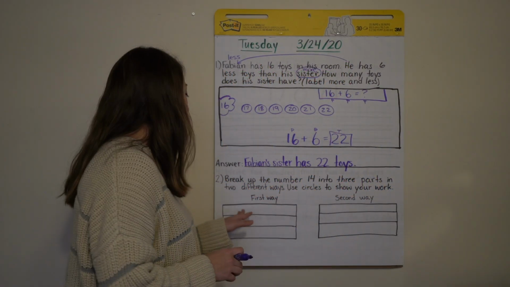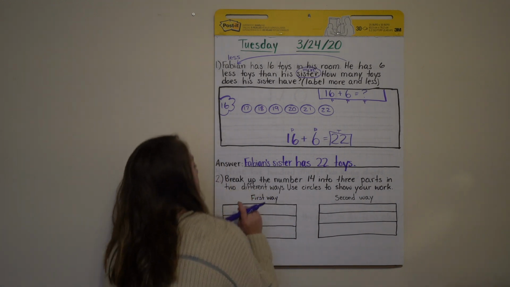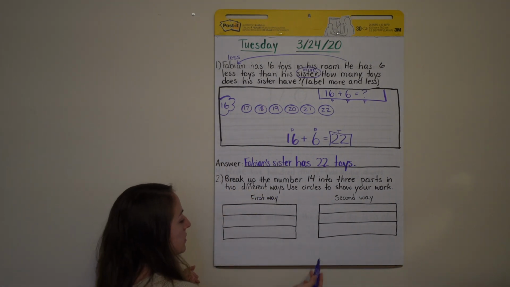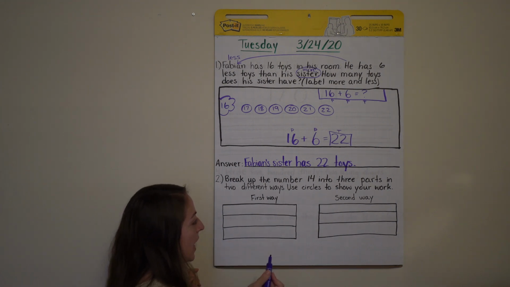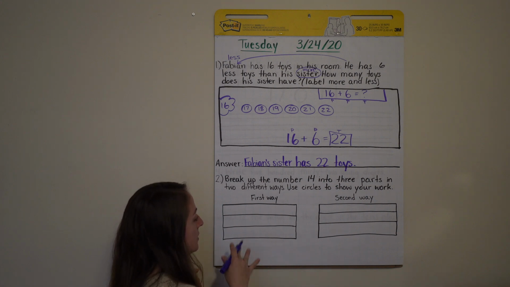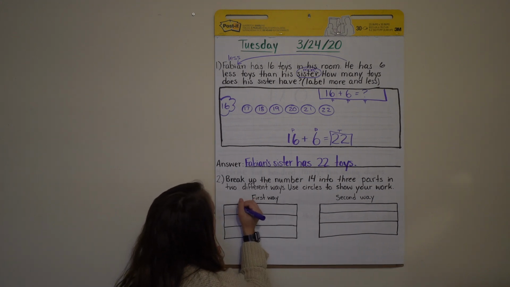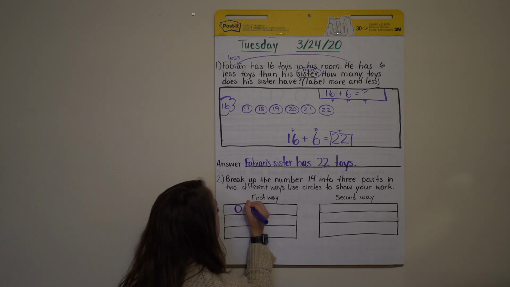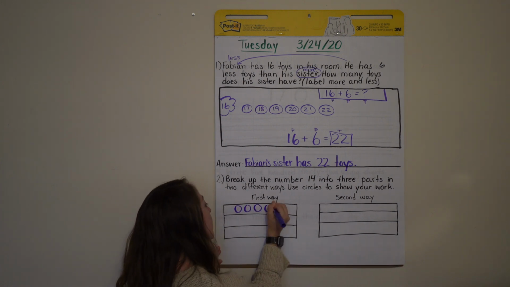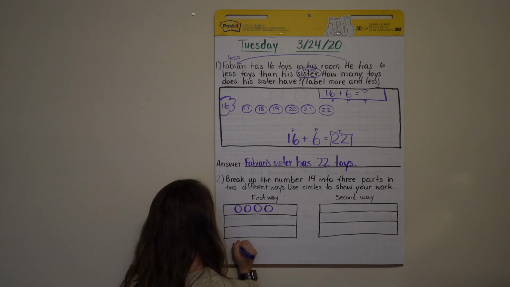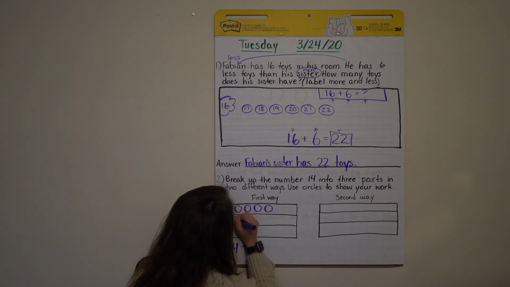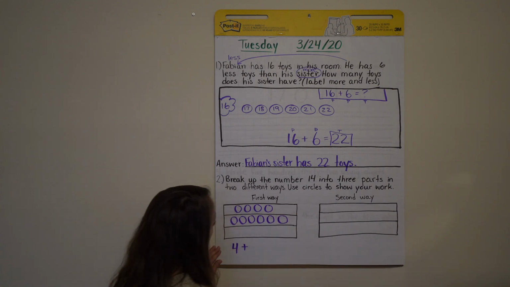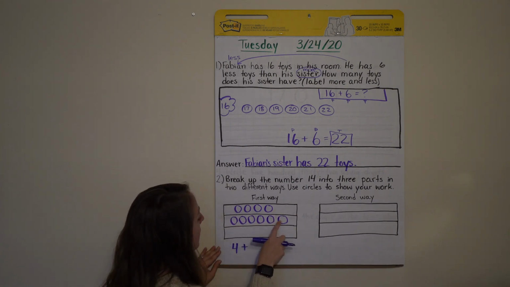Okay, I'm going to start my first way. All right, let's see. And as I'm making circles, I'm actually going to make a number sentence that matches the circles as well. So if you didn't get to do that, that's fine. You can add that in there as I'm doing it. So I'll do 1, 2, 3, 4 circles plus 5, 6, 7, 8, 9, 10. So 1, 2, 3, 4, 5, 6.